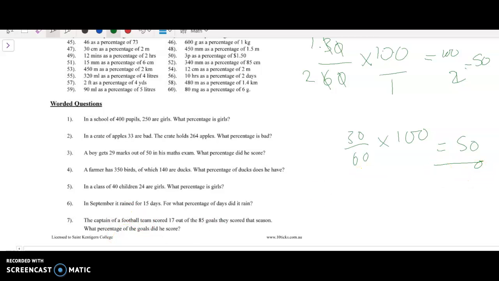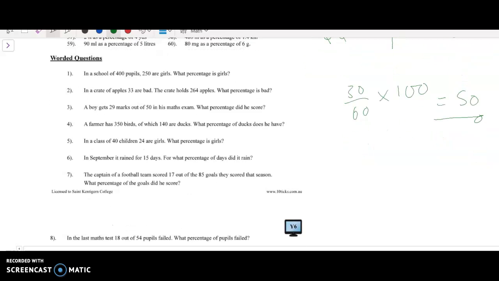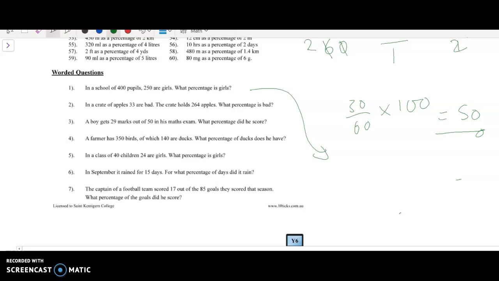Now, the last little part is looking at our worded questions. In a school of 400 pupils, 250 are girls. What percentage is girls? That's exactly what we've just been doing. So we're going to look at this question over here. In a school of 400 pupils, 250 are girls. What percentage are girls?